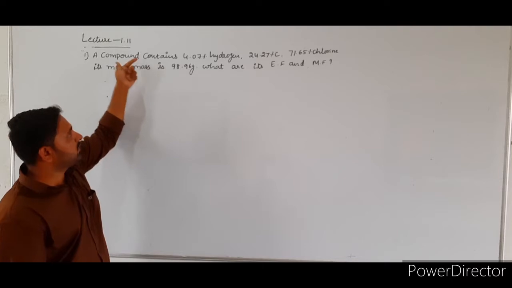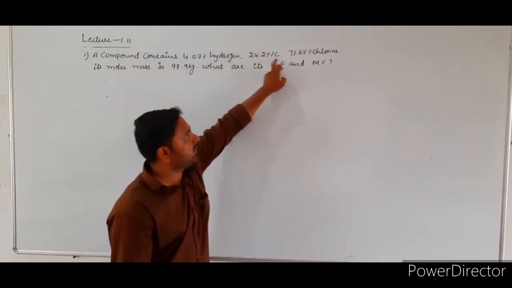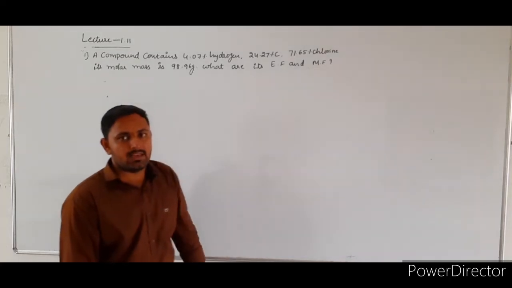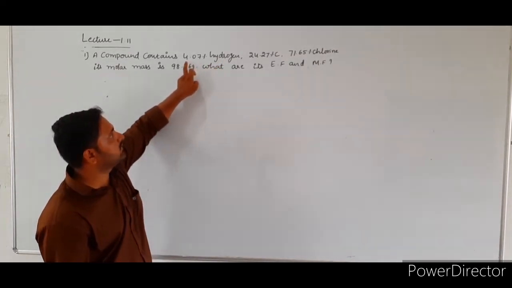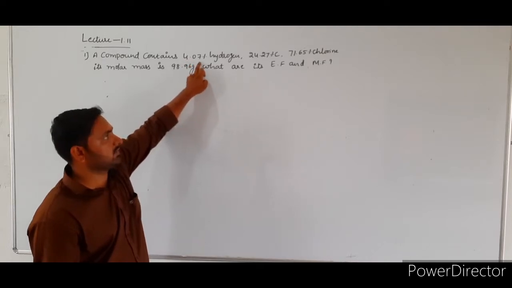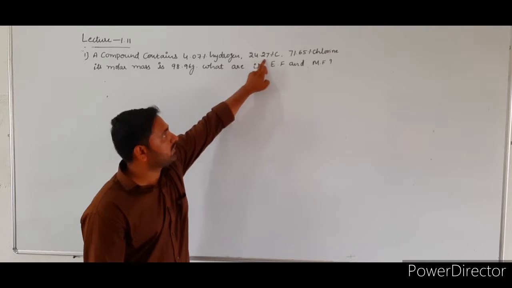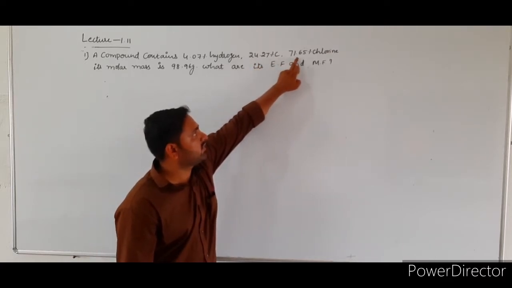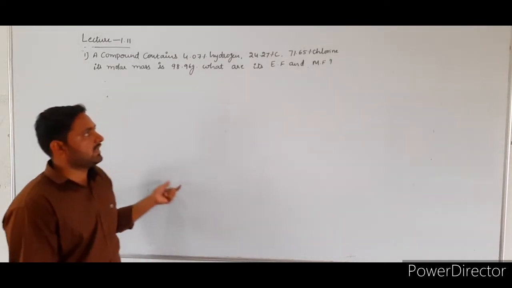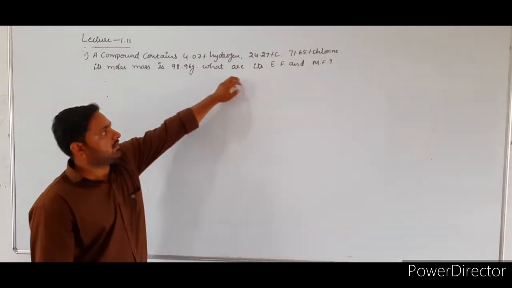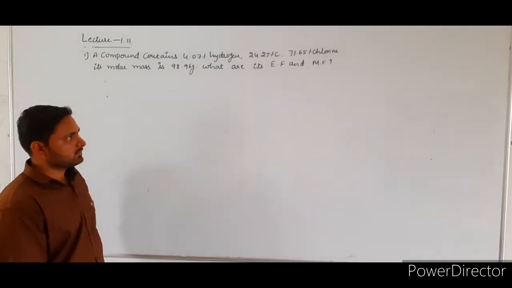In this compound, how many elements are present? Hydrogen, carbon and chlorine. There are 3 elements present, and the hydrogen percentage is 4.07%. Carbon percentage is 24.27%. Chlorine is 71.65%. Now let us calculate the empirical formula and molecular formula.